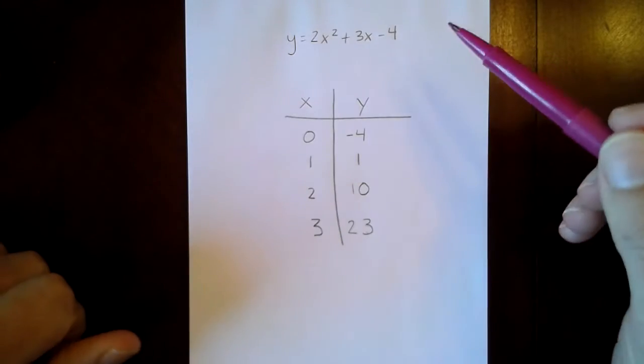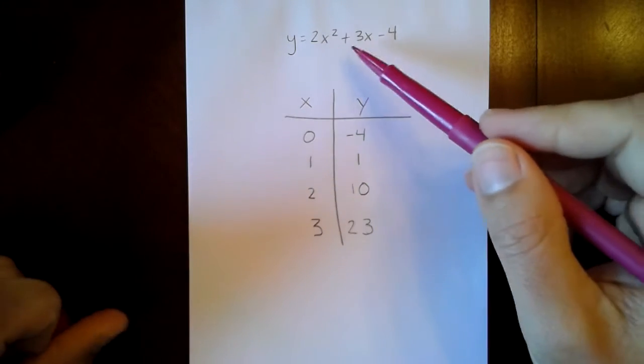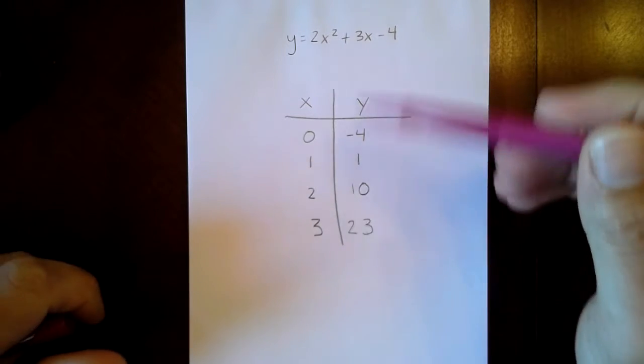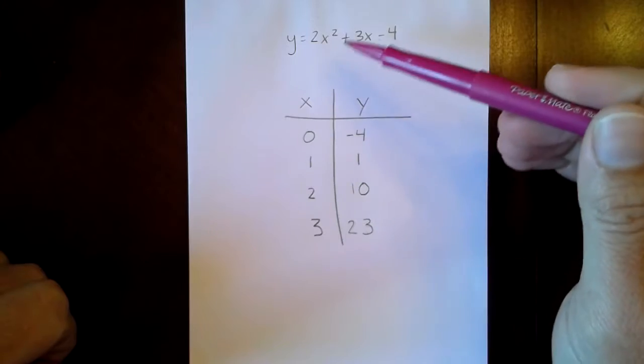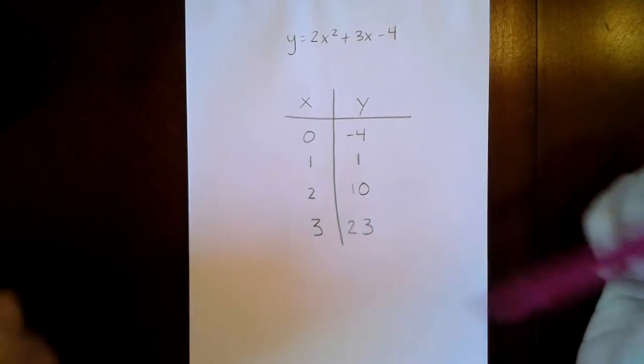All right, so here we have a quadratic function. Y equals 2x squared plus 3x minus 4. And I made a table for it real quick. My x values are basically 0, 1, 2, 3. Plug them in, we get negative 4, 1, 10, 23.